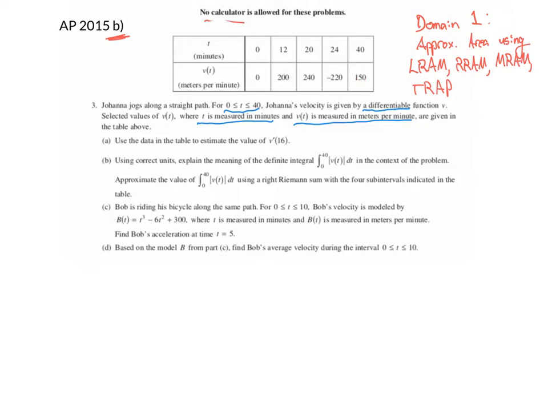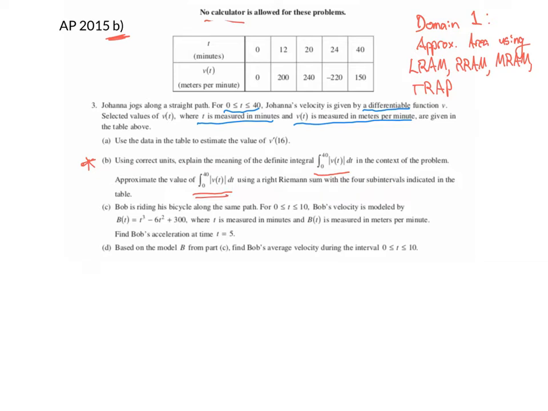So anyway, let's take a look at what question number B is asking us to do. It says, using correct units, explain the meaning of the definite integral, the absolute value of v of t from 0 to 40 dt in the context of the problem, and to approximate the value of this using a right Riemann sum with 4 subintervals indicated in the table. Okay, so let's do this second part first. Let's approximate the value of this integral.